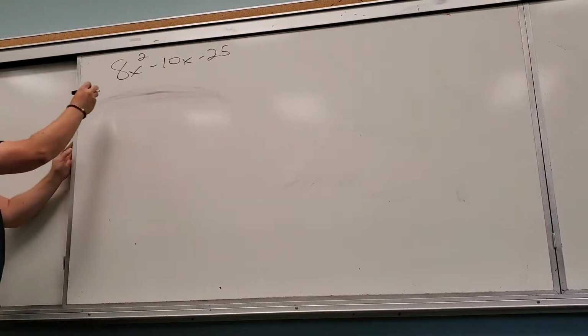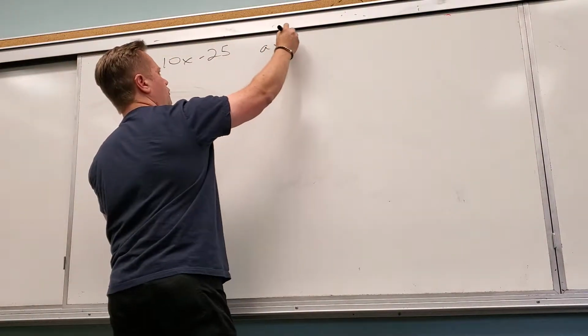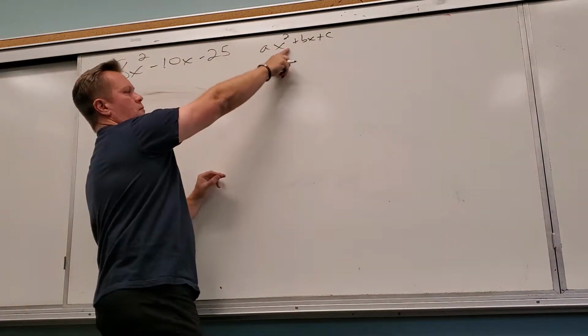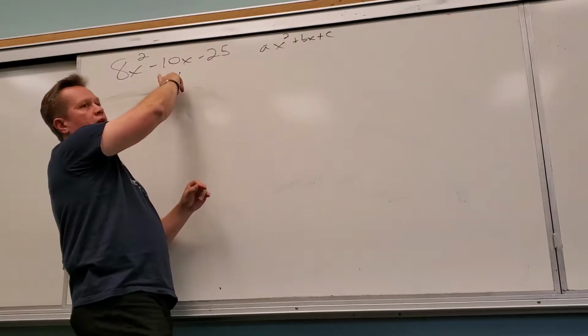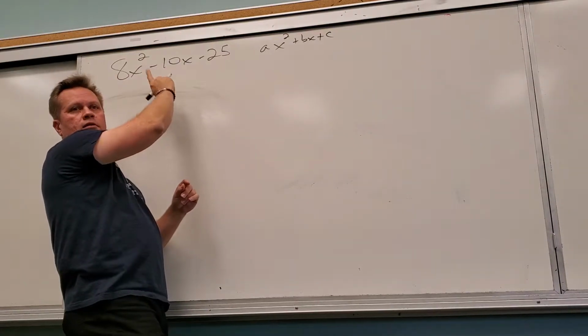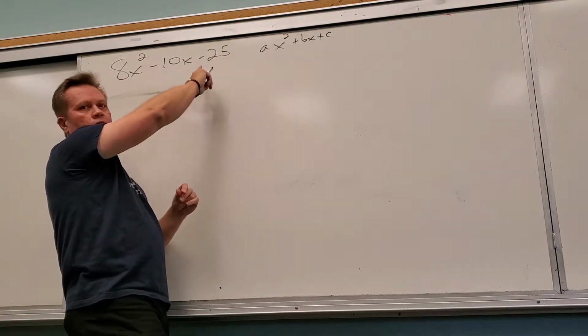Yeah, and this is probably the better name for it: it's called the AC method. See how that's in this form? You guys help me out. What's A for this problem? 8. What's B? Negative 10. And what's C? Negative 25.